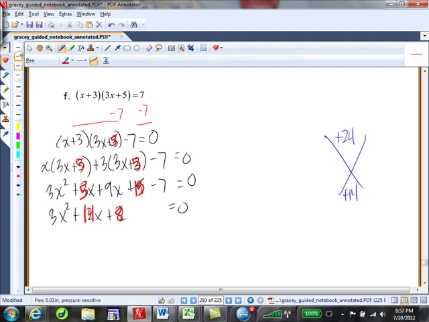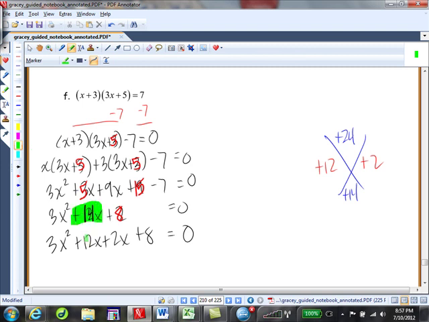So it seems to me like positive 12 and positive 2 fit the bill. So we will have 3x squared plus 12x's plus 2x's plus 8 is 0. So that middle term, the new middle term, 14x, was split into these two. We've got our red group and we've got our blue group.